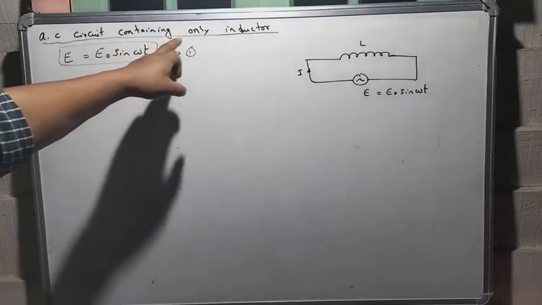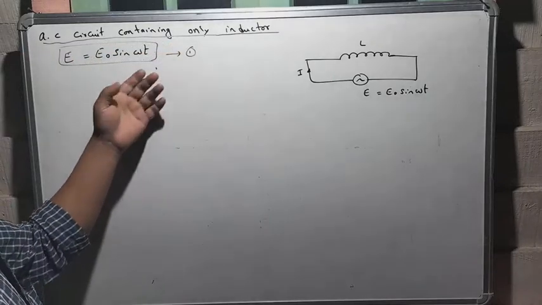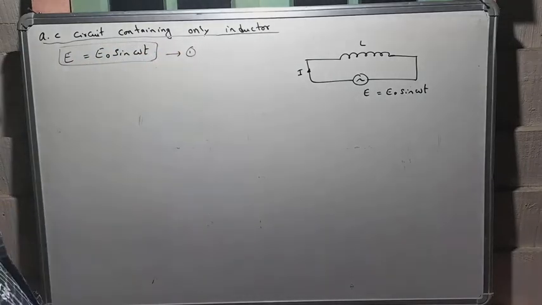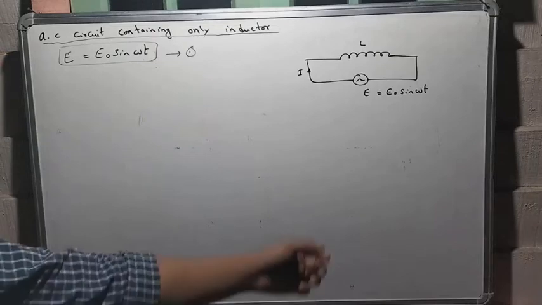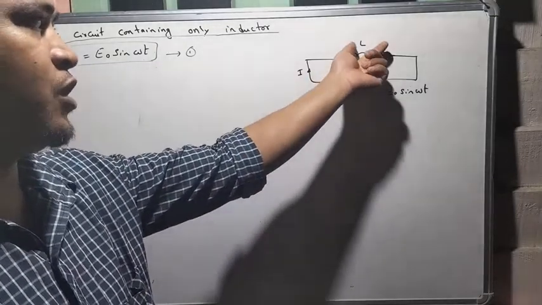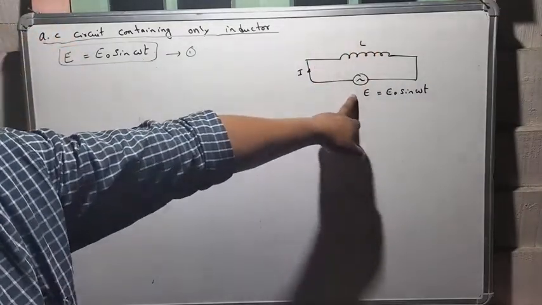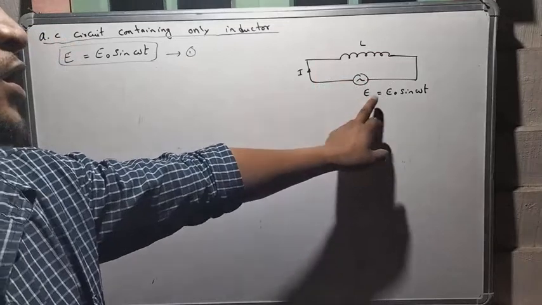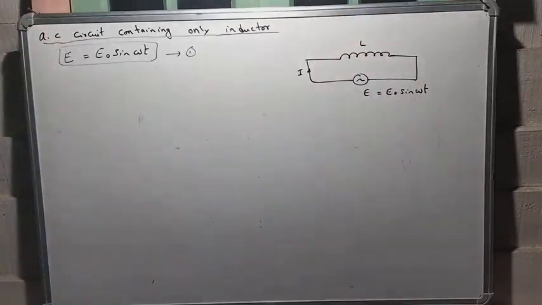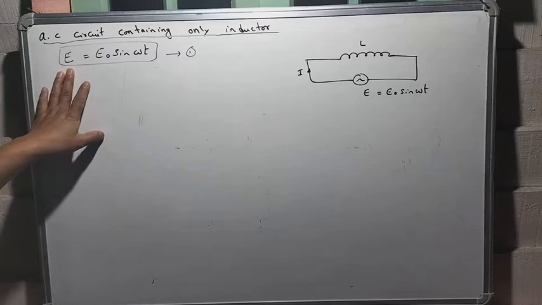AC circuit containing only an inductor, or I can say a pure inductive circuit. So here I consider this is my inductor having inductance L connected in series across this alternating source of EMF, E equal E naught sine omega t. Okay, so this is my applied alternating EMF.